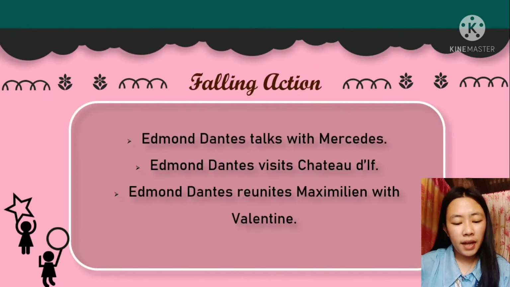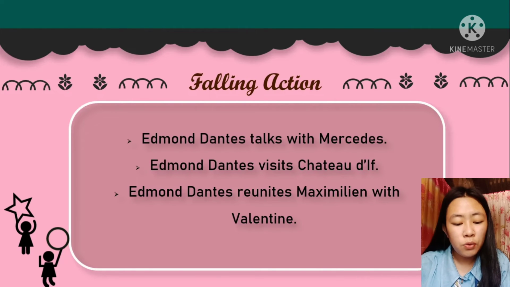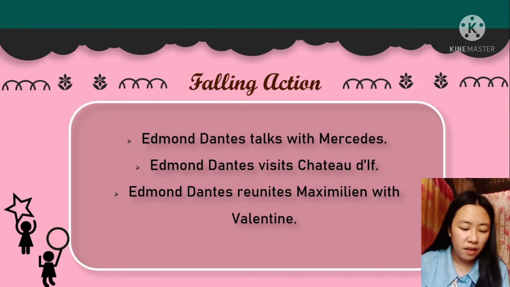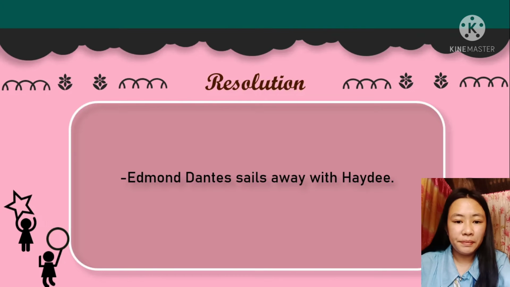So, for our falling action, Edmond Dantes talks with Mercedes and both move on. He also visits Chateau d'If and reflects on his time there. When his vengeance is complete, he helps Maximilian and Valentine to start a new life, leaving them a fortune. So, for our ending resolution, Edmond Dantes sails away with Heidi. He starts a new life of his own, sailing off with Heidi.